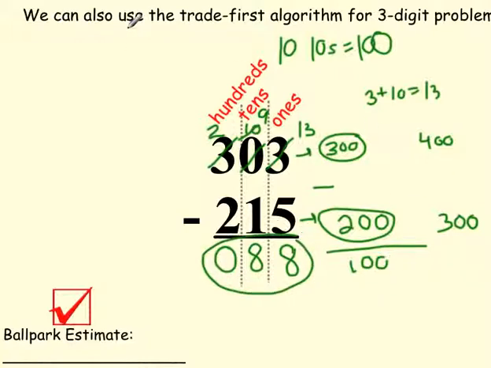So there is an example of using the trade first algorithm for 3 digits with an extra little trick in the middle there and ballpark estimates as well.